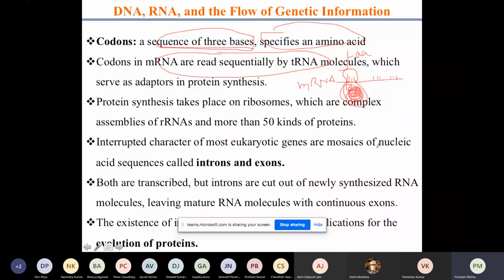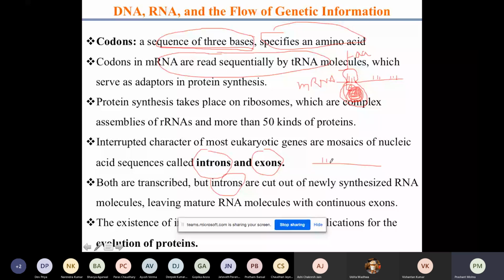Now, the interrupted character of most eukaryotic genes: they are mosaics of nucleic acid sequences called introns and exons. What does it mean? It says that if I have a gene or a DNA which has different nucleotides, some of the information is in the form of introns, and some is in the form of exons. Introns are cut out and removed from the newly synthesized RNA molecule, leaving a mature RNA molecule with continuous exons. So basically, the introns carry genetic information, but it is not being translated. It is not going to be transferred from one generation to another.